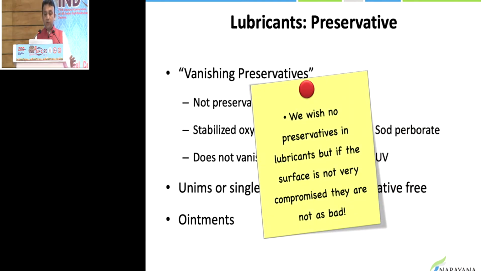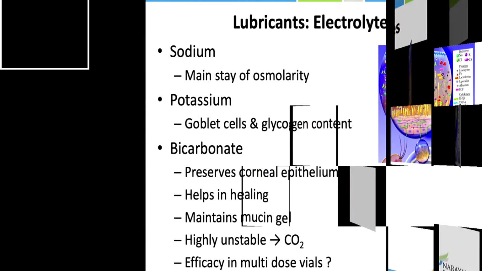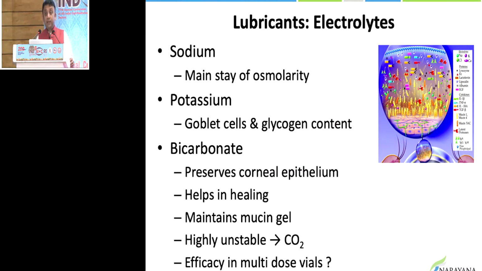So we wish that in our ideal lubricants there should not be any preservatives, but if they are there and if you are using them, if the surface is stable, don't worry about it too much. They're fine. They're going to be fine. Next thing is electrolytes. Well, there are multiple electrolytes which are there in natural tears, and in artificial tears also we put multiple of them.